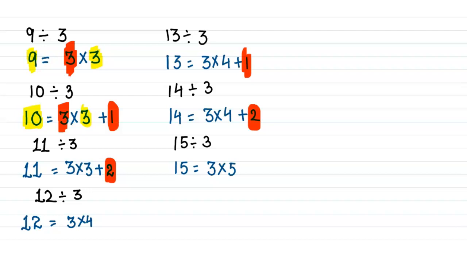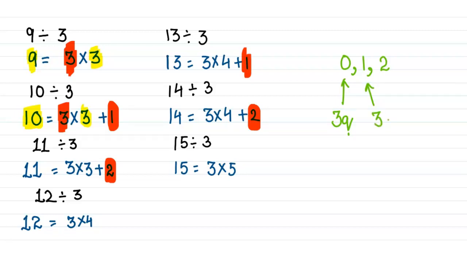I will tell you what you will observe. You will never get a remainder greater than 2. You will always get 0, 1 or 2 as the remainder. See, either the number will be a multiple of 3. That means we can say the number can be of the form 3q, where q is the quotient and 3 is the divisor. The number can give a remainder of 1 when divided by 3.